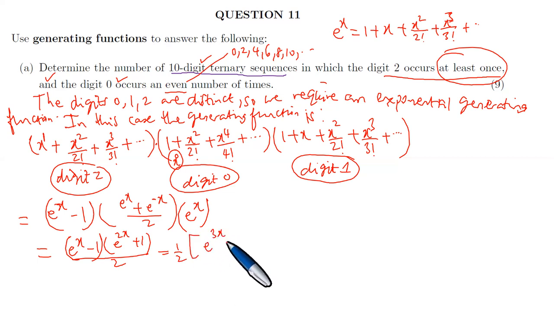e to the power 3x minus e to the power 2x plus e to the x minus 1. So what is this? Okay, so this is actually 1/2.